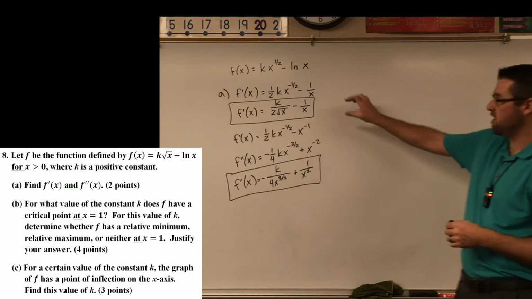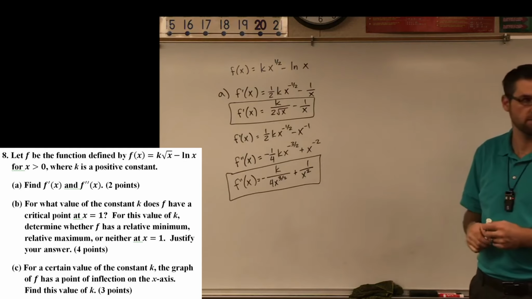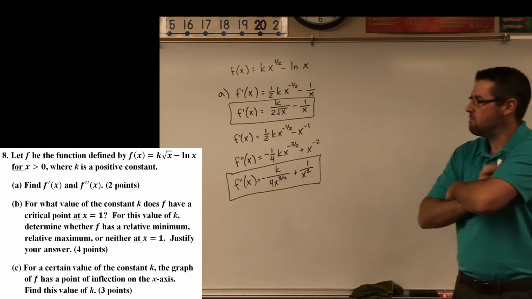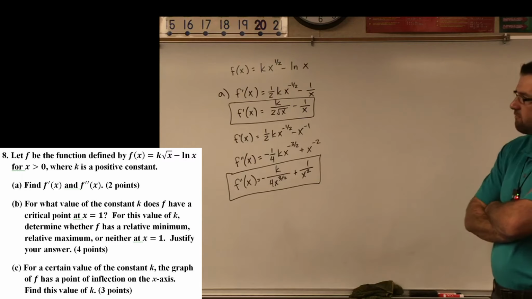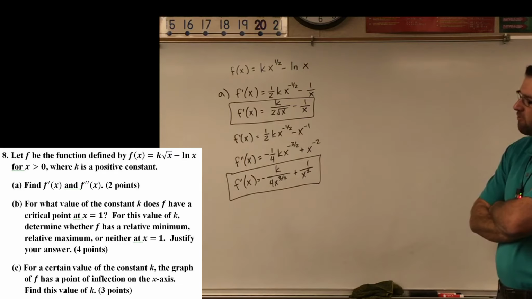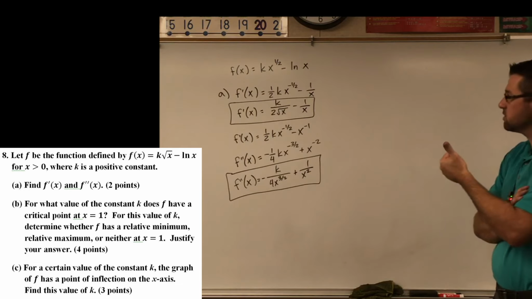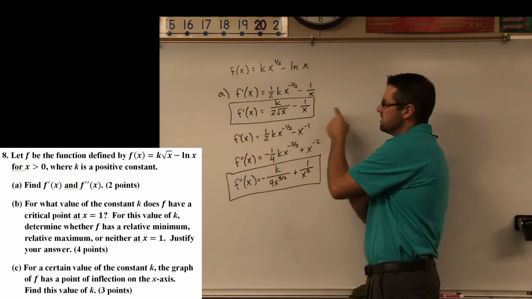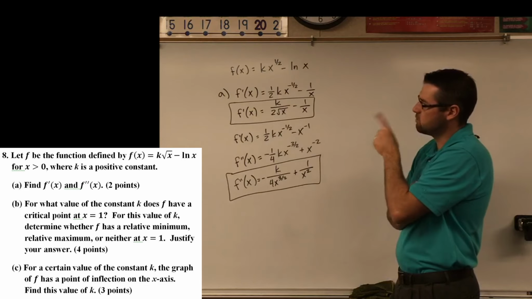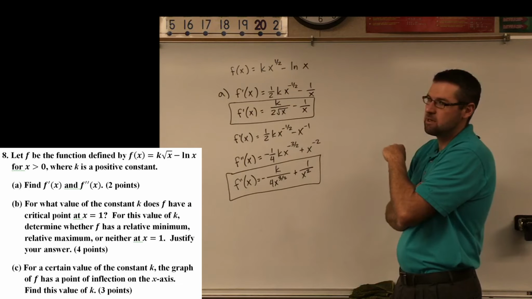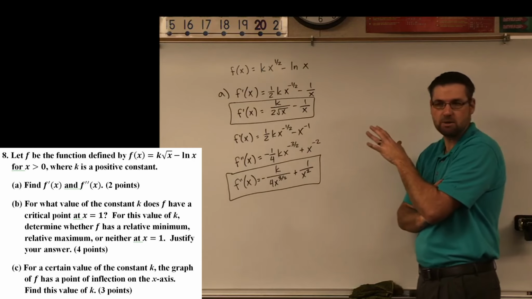So 2 points, one for f prime, one for f double prime. That was easy, yeah? Now, maybe we're going to need f prime and f double prime for the other parts. We'll see. Part B, for what value of the constant k does f have a critical point? How do you find critical points? When f prime doesn't exist. Okay, so let's look at f prime. When does it not exist? When x equals 0, but that is outside the domain, so we don't have to worry about that one.